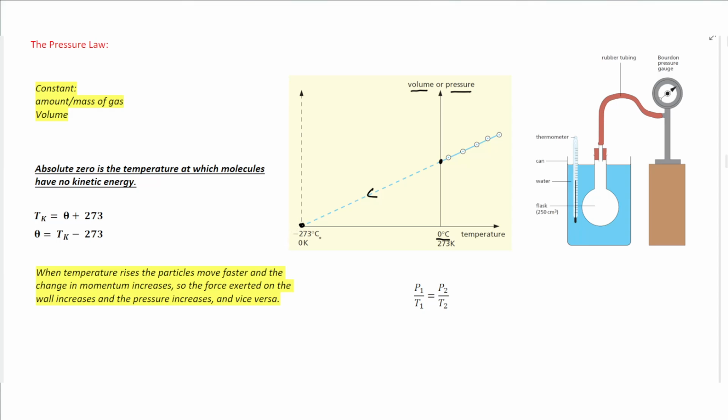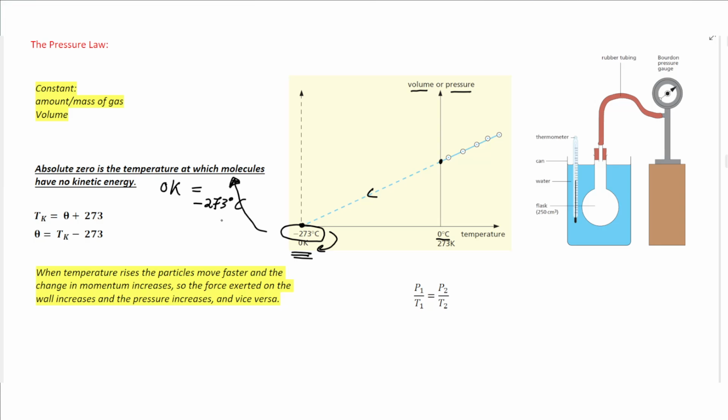You will find that it will be negative 273 degrees Celsius. This is called absolute zero. Absolute zero is the temperature where the molecules have no kinetic energy. That is why they have no pressure. If they are not moving, they are not colliding, so there is no force and there is no pressure. So absolute zero means the temperature at which the molecules have no kinetic energy, and this temperature is called 0 Kelvin. So the temperature of 0 Kelvin is equal to negative 273 degrees Celsius.